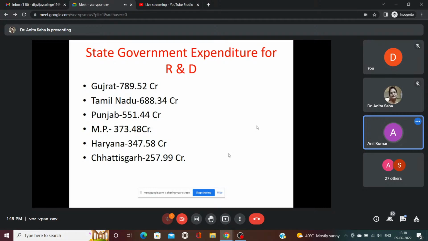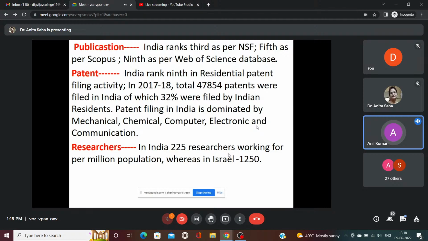In our Chhattisgarh, the contribution for the R&D sector is only 257.99 crore. Our state is a small state, but in comparison to Haryana, we are behind. But another aspect of research funding and research output in our country is publications. India ranks third as per the NSF database, fifth as per the Scopus database, and ninth as per the Web of Science database. So our funding resources are not good, but our outcome is not far behind.